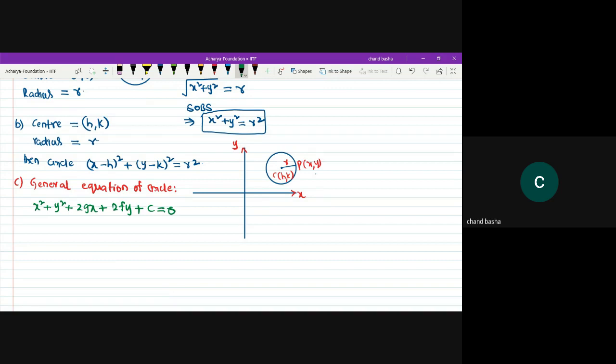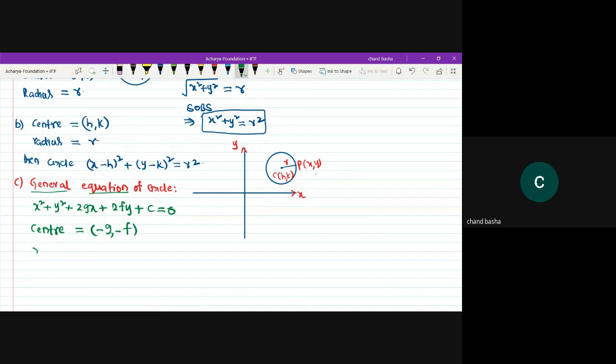How can we get it? Just by expanding the second one, the second point. If you expand it, that is x minus h whole square and y minus k whole square, and then compare this with its standard form or general equation, where the center of this circle will be equal to minus g comma minus f.